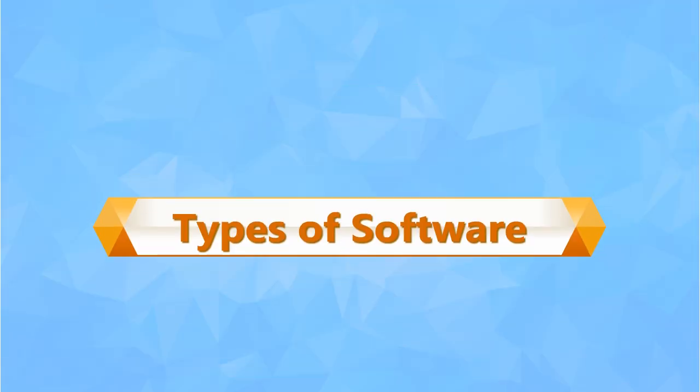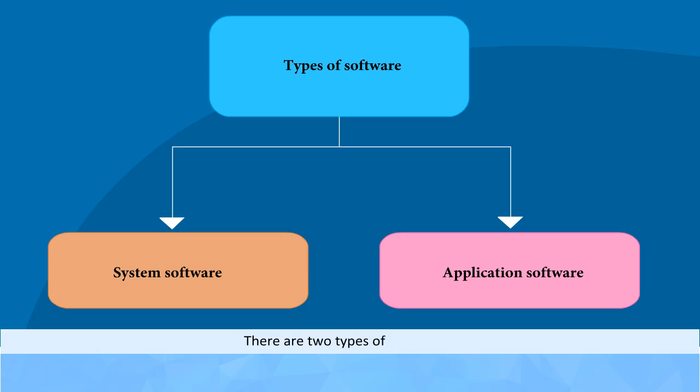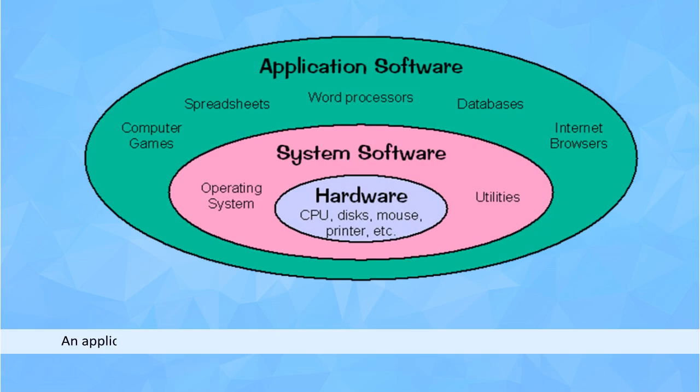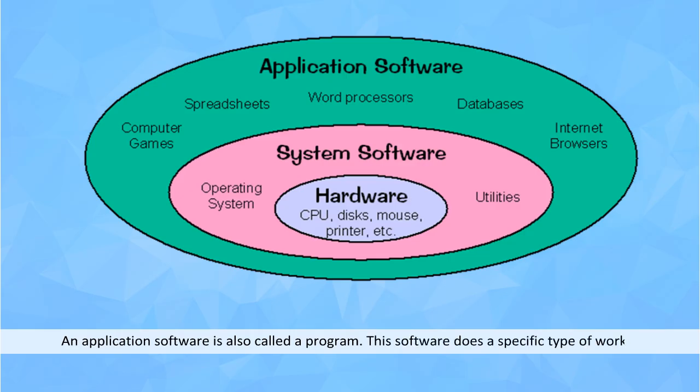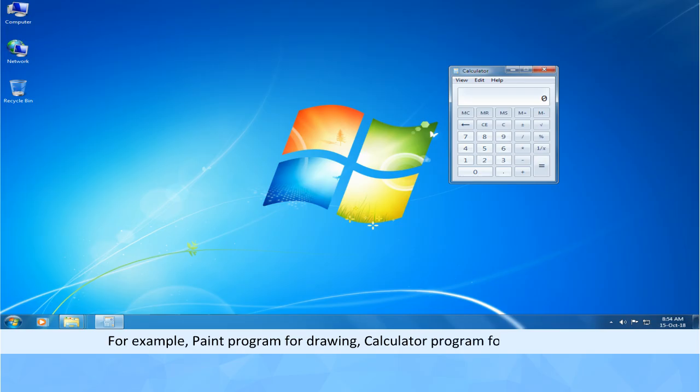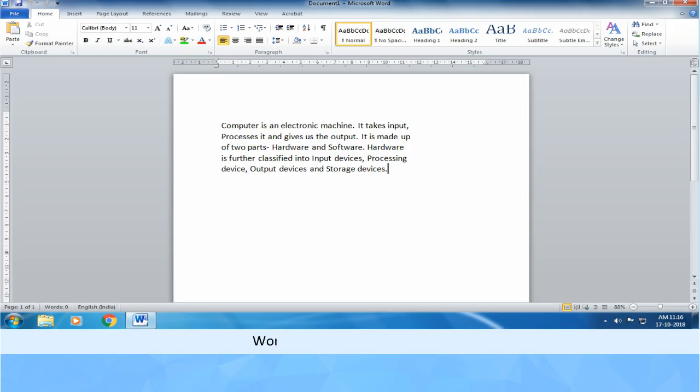Types of software. There are two types of software. Application software. An application software is also called a program. This software does a specific type of work. For example, Paint program for drawing, calculator program for doing sums, Word program for typing, etc. We can install a program on our computer according to our requirement.